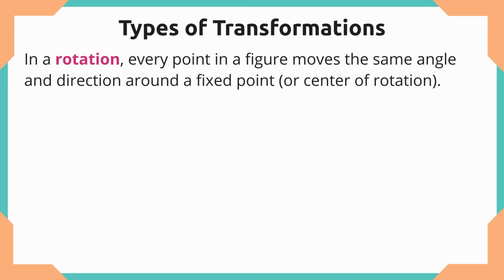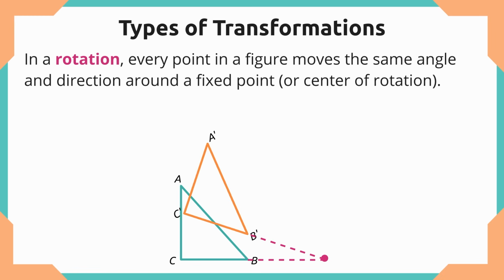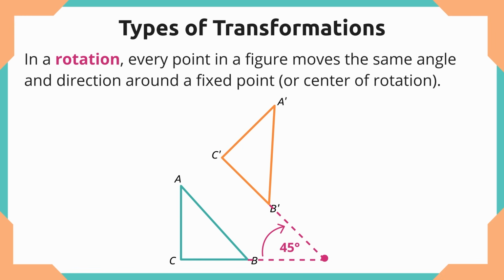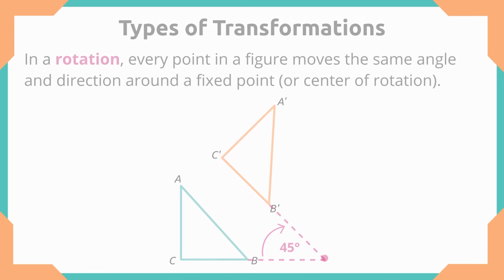Finally, in a rotation, every point in a figure moves the same angle and direction around a fixed point, which is the center of rotation. Rotations can be in a clockwise or counterclockwise direction. So for example, if we rotate this triangle 45 degrees clockwise around this point, it would look like this. Awesome! Are you ready to try some examples?